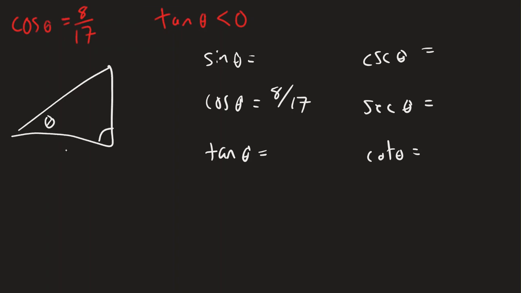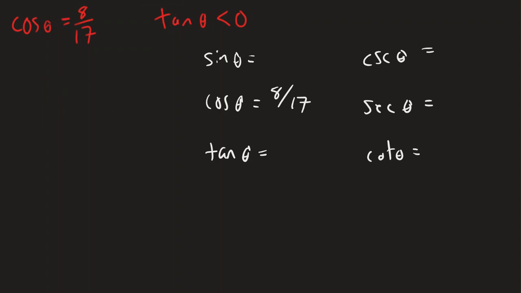Okay, so the temptation here is to just say, okay, well, if cosine theta is 8/17, I will just label the adjacent 8 and the hypotenuse 17. The problem with that is, if you do it like that, this is in quadrant 1 and tangent's not negative in quadrant 1. So you could do Pythagorean theorem to get this side. You're going to think that it's positive, but that's not what they actually want.